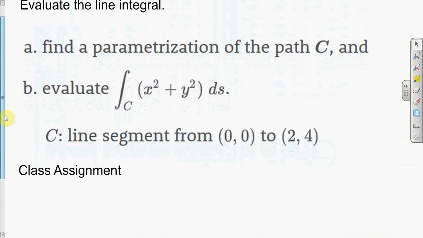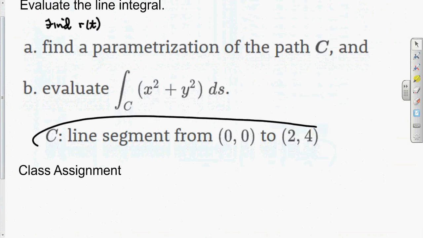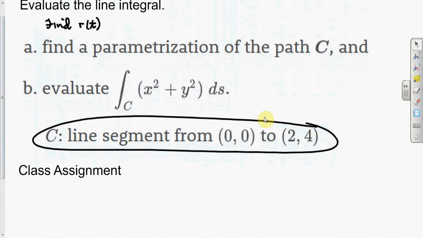I think the key to all of these is finding that right path vector, r of t. That's part A, find the parametrization of the path C. So find r of t. It's based on here, the smooth curve. It says it's a line segment from the origin to (2, 4).